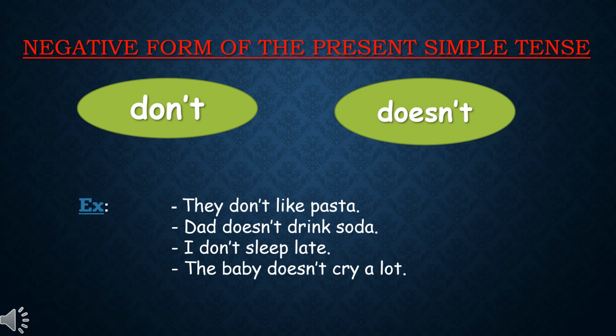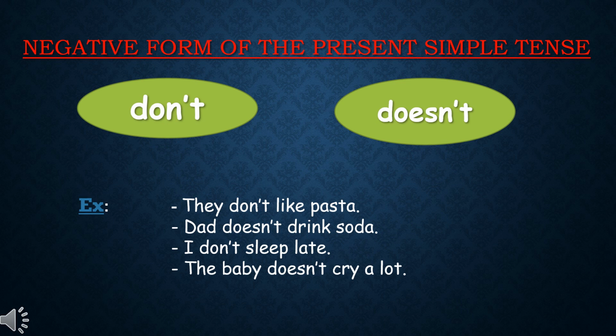So don't comes with I, they, we, and you. Doesn't comes with he, she, and it. Okay? To know it more, doesn't has an S, so we use it with the pronouns who are inside the S house.